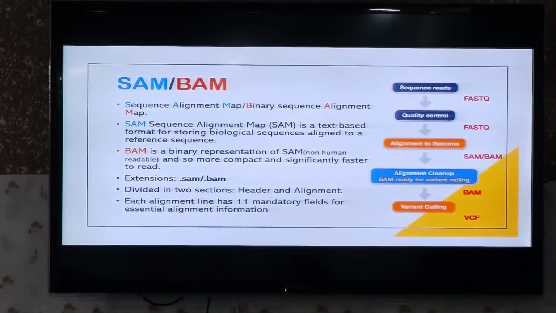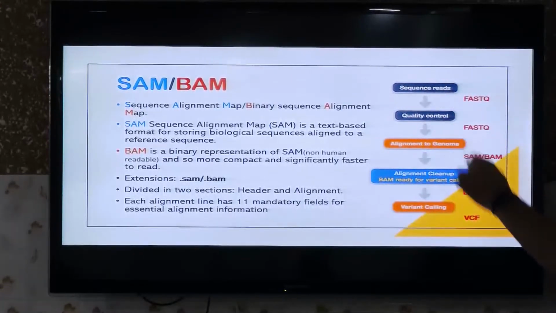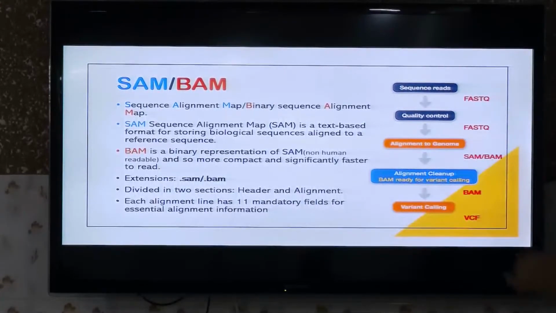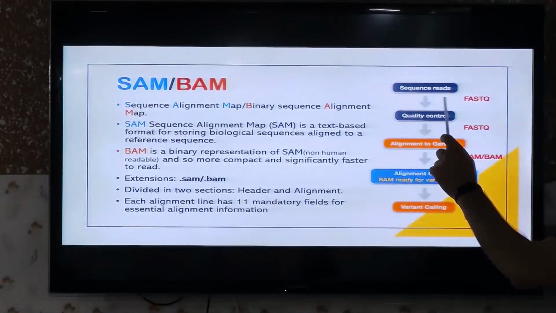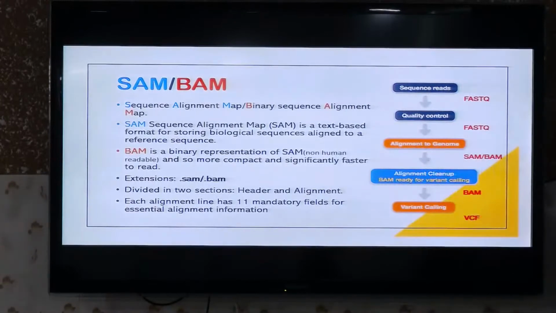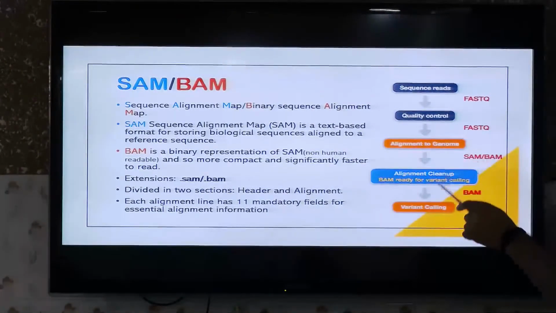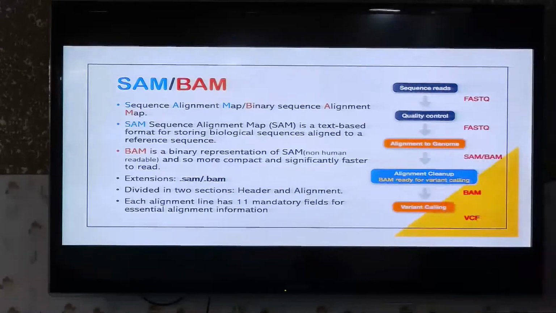Now, how are we identifying variants? If you look, we have the sequence reads from the instrument in the form of a FASTQ file. When you do mapping, reference-based mapping, then after quality control, you get this .SAM file and .BAM file. These files are used again for variant calling and it will give you the variants.